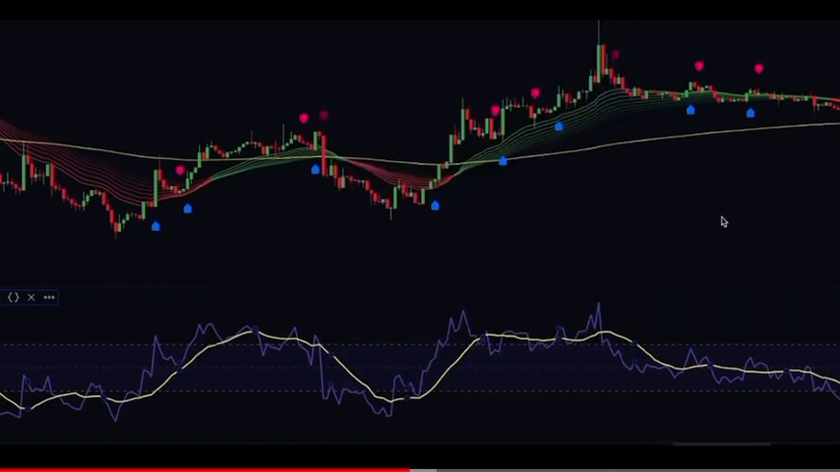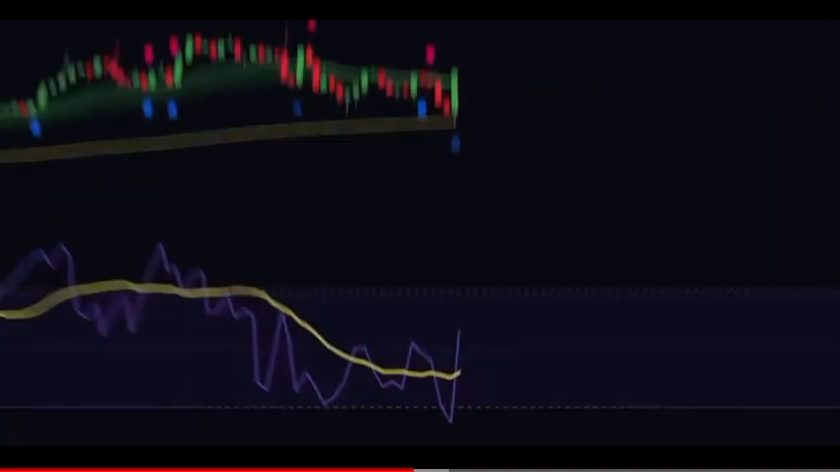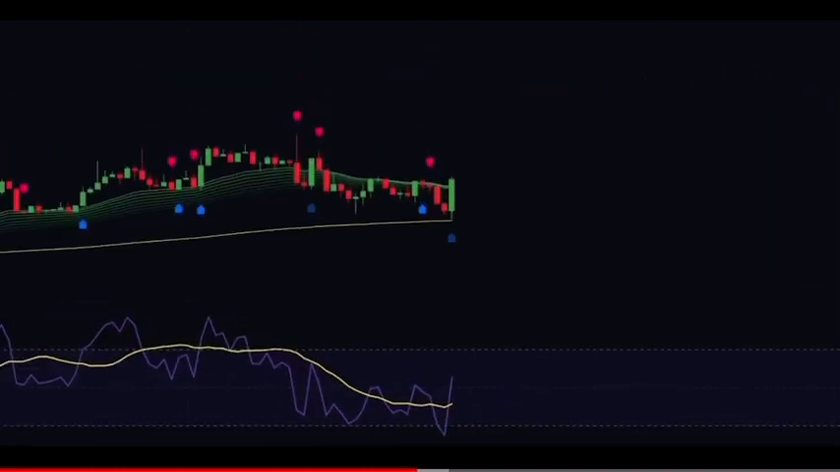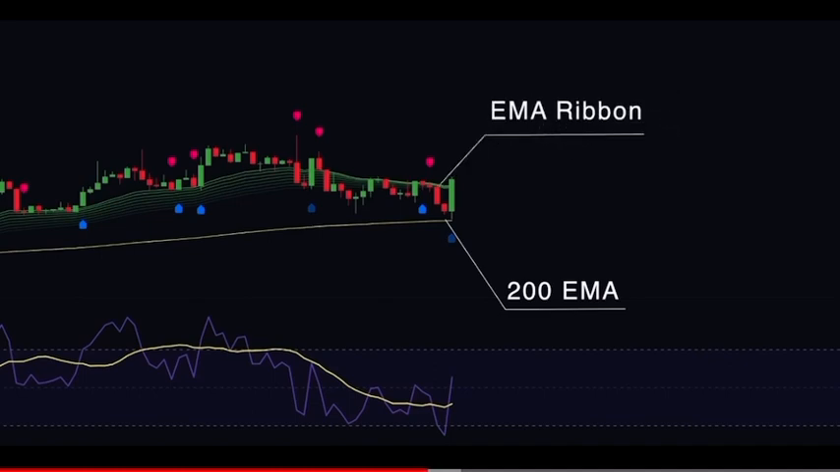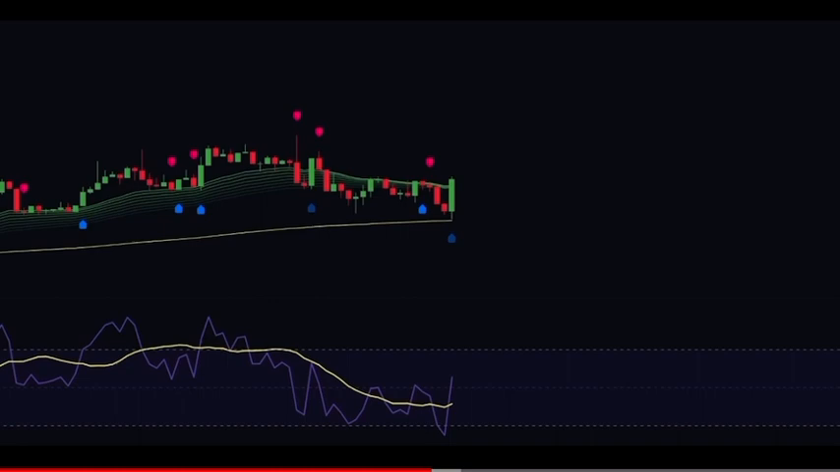Okay, the setup is complete. Now let's move on to the entry conditions. For a long trade, the following must be met. First, the price must be closed above the 200 EMA. The ribbon must also be above the 200 EMA. In addition, it must be green. Second, the price must pull back into the ribbon without closing below the long-term EMA.